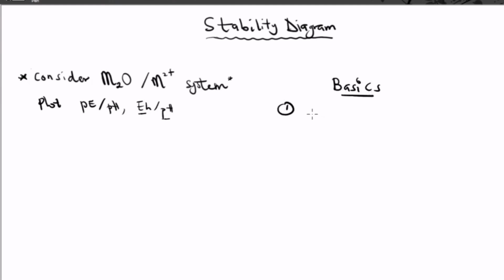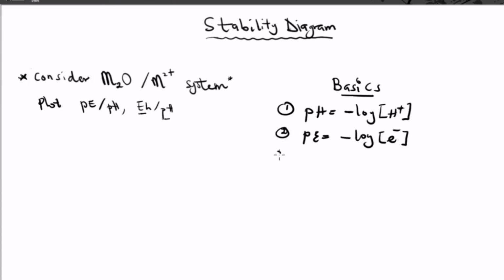The first basic is that pH is equal to negative log of hydrogen ions. The second one is that PE is equal to negative log of e minus. And the third one is the relationship between the PE and the EH: PE is equal to EH over 0.059. I hope you understood that. We are going to take these three things, which are going to enable us to construct a stability diagram. So let's move on.